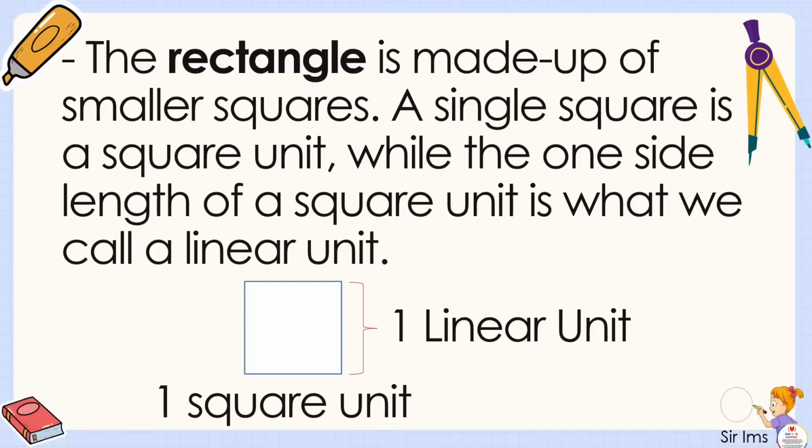The rectangle is made up of smaller squares. A single square is a square unit, while the one side length of a square unit is what we call a linear unit. So yung isang buong square, that is equivalent to 1 square unit, and yung side length ng square ay tinatawag naman nating linear unit.